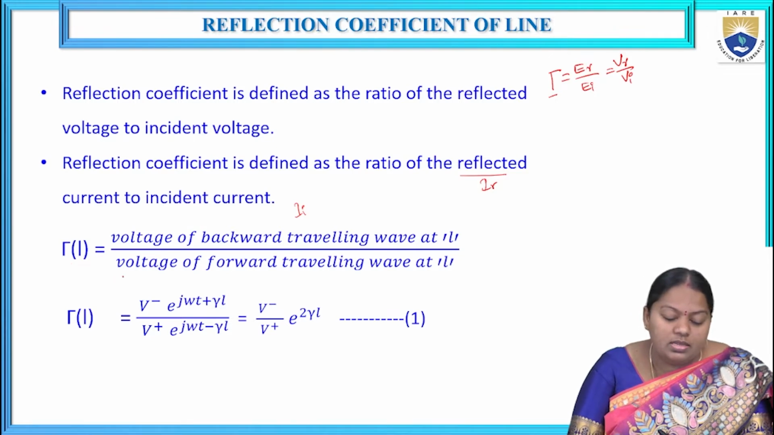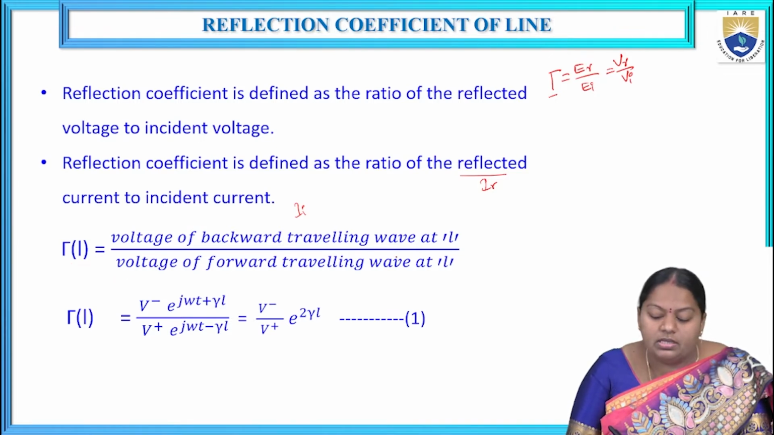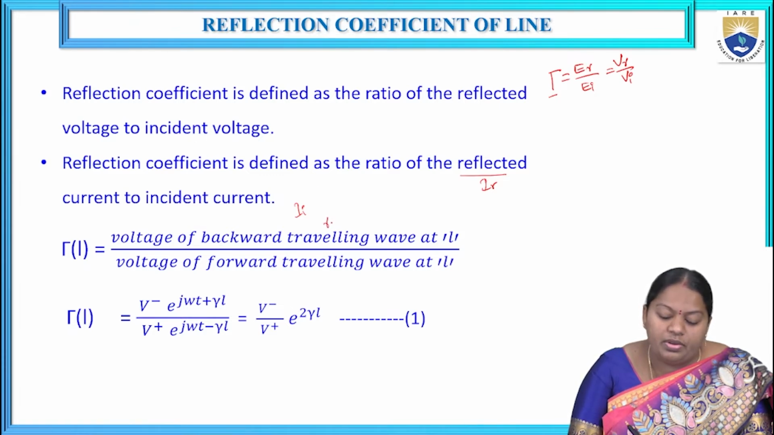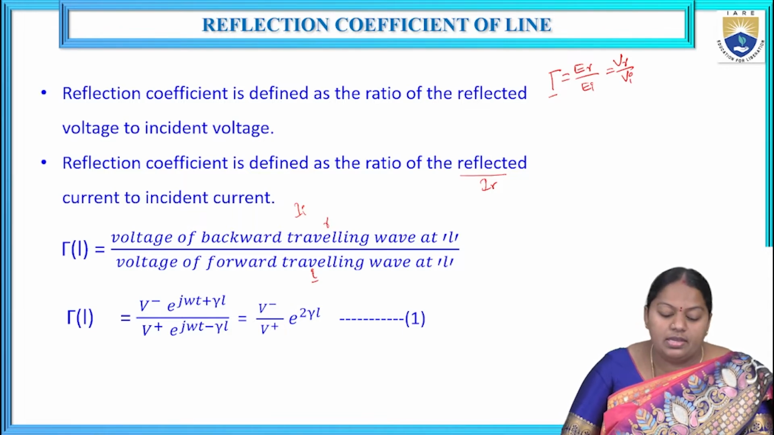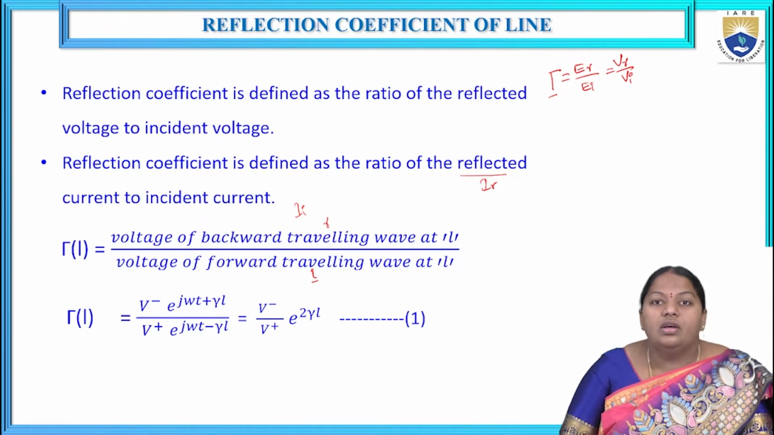So gamma of L is equal to the voltage of the backward traveling wave at L by the voltage of the forward traveling wave at L. Backward traveling wave is nothing but the reflected wave, and forward traveling wave is nothing but the incident wave, right? Depending upon these two, the reflection coefficient is defined as the ratio of the voltage of the backward traveling wave at L to the voltage of the forward traveling wave at the Lth position.